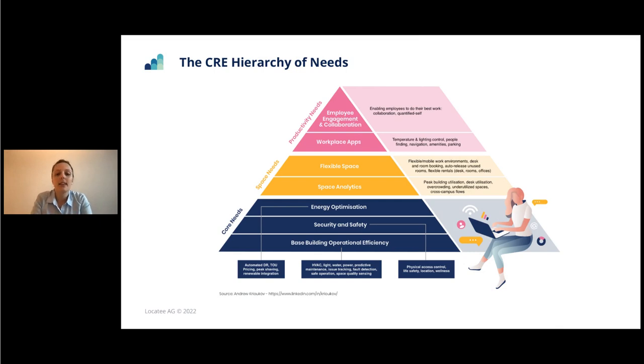If we have a look at the CRE hierarchy of needs, we see three different pillars. We have the core needs, the space needs, and the productivity needs. Really below, you can see the base building operational efficiency. Today's use cases will focus on the base building operational efficiency. With the use cases you can do and the value you get out of them, you can increase the operational efficiency of your buildings and your portfolio.